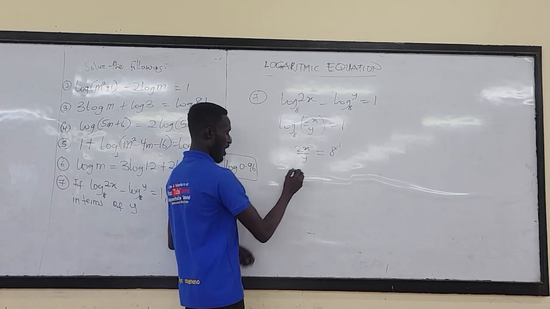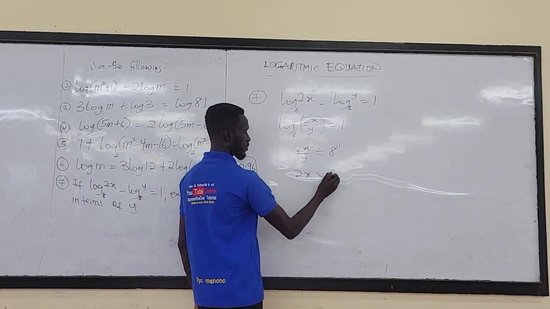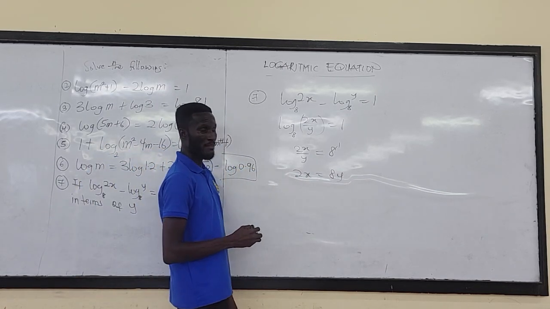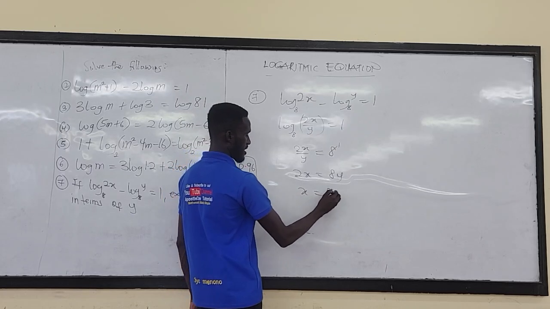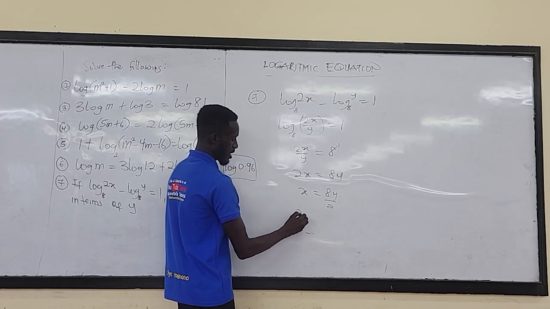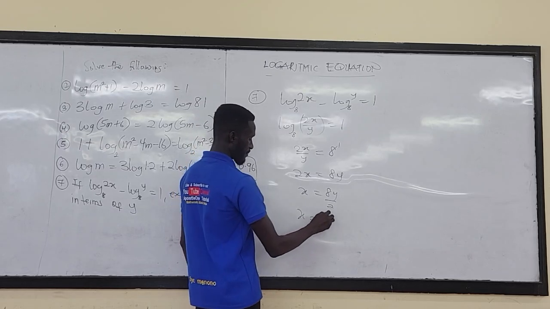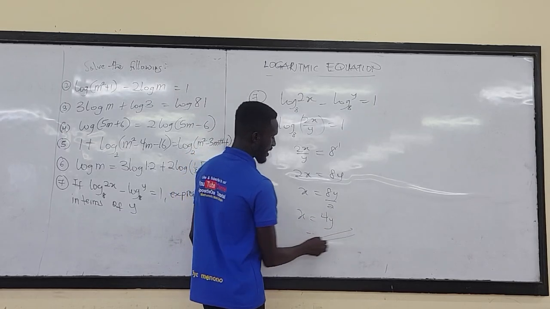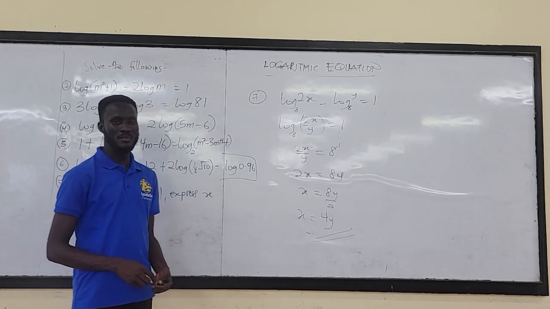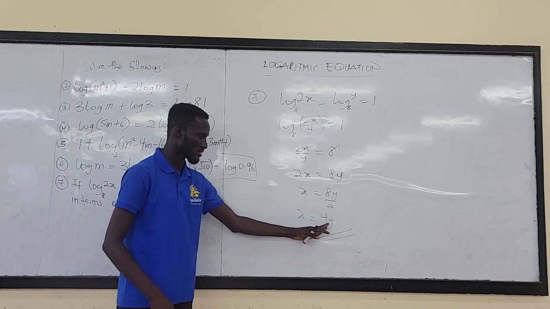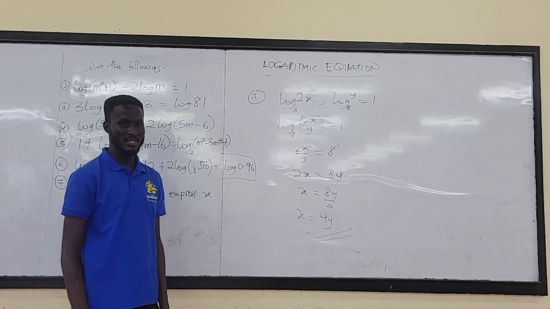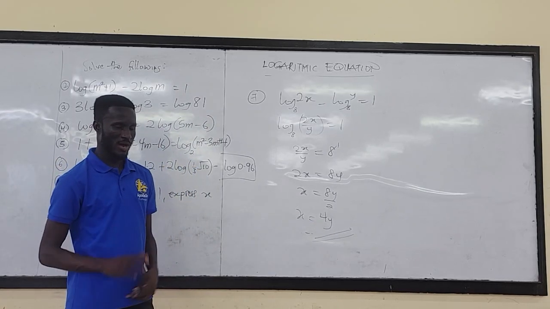So we are making x the subject. We multiply by y, we have 2x equals 8y. We divide both sides by 2, so x will give us 8y divided by 2. 2 goes into 8 how many times? 4 times, so 4y. So this is the answer. So x in terms of y. We make x the subject. It is so simple. Very, very simple.